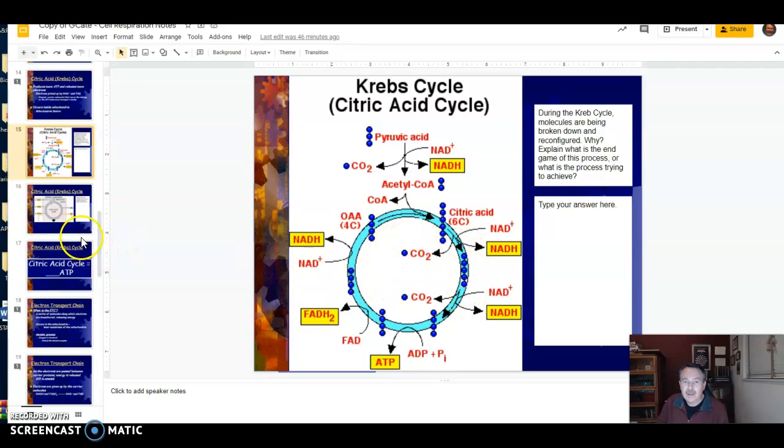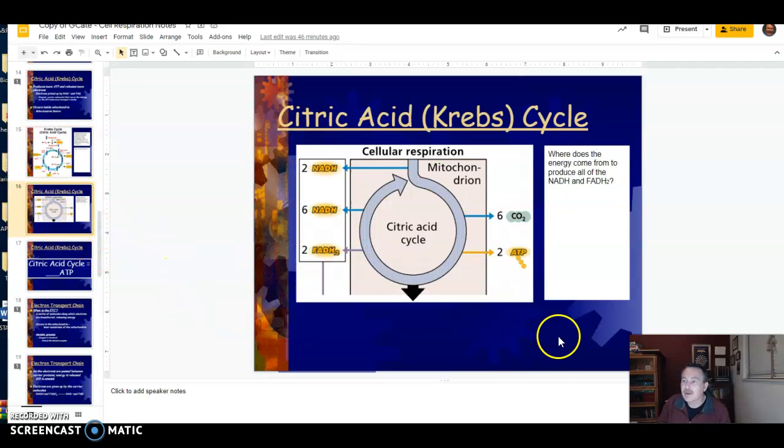All right, and moving on to the next slide here. This one here is, where does the energy come from to produce all of the NADHs and FADH2s? It goes back to that last slide I just talked about. It comes from the manipulation and the breaking of the bonds from one molecule to another in the Krebs cycle.